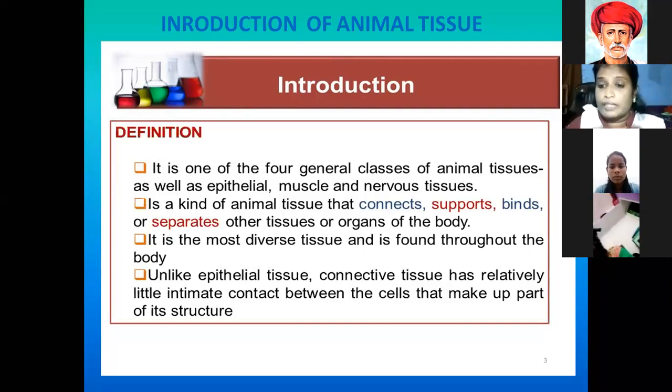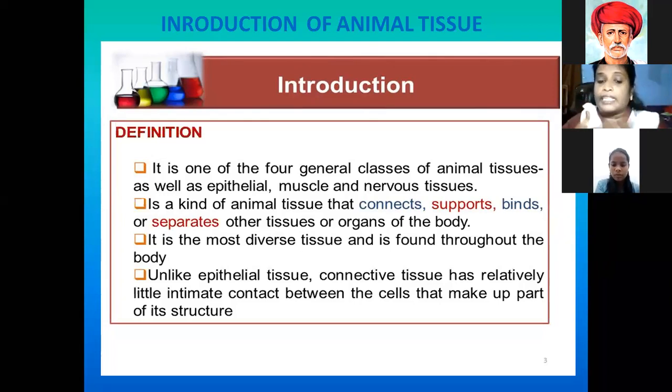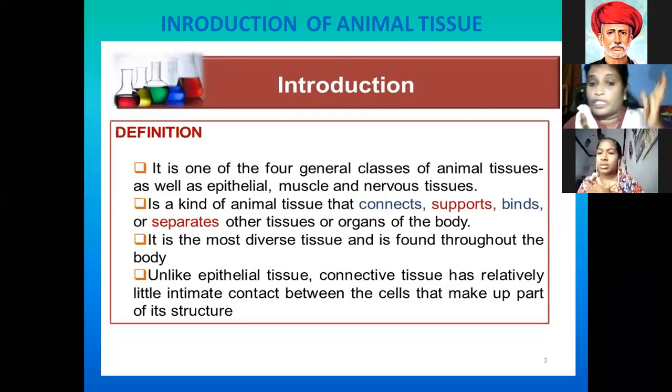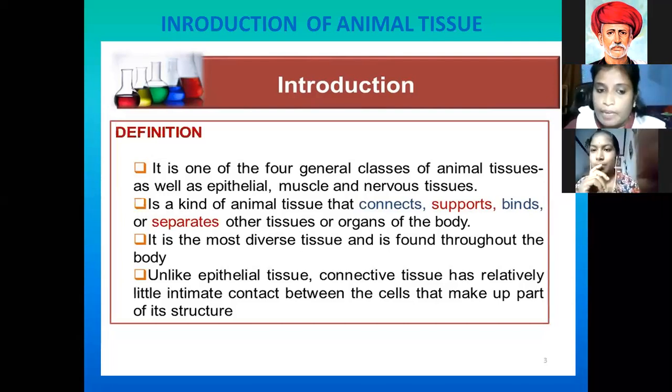This is the epithelial tissue and connective tissue, with relatively little intimate connection between the cells that make up the structure. The cell structure is maintained with the help of tissues. The tissue is one kind of animal tissue. Can you understand this slide?